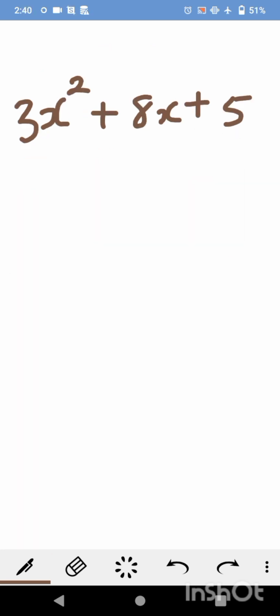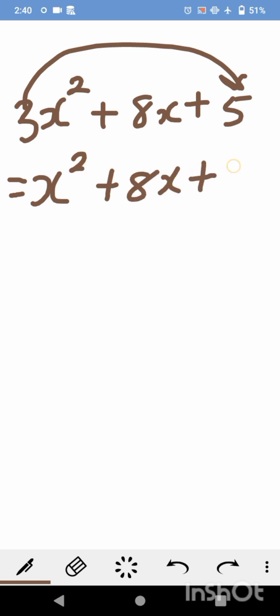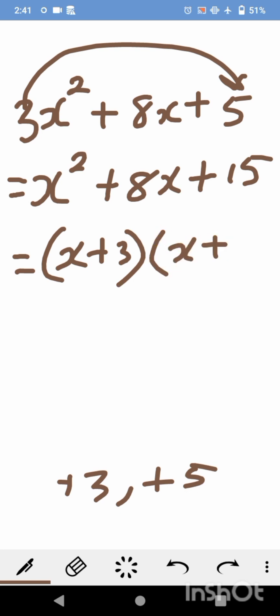3x squared plus 8x plus 5. Alright, so to factorize this, we use this 3 to multiply the c, so we'll have x squared, and that will give you 15. Then our sum factor, like we know, is plus 3 and plus 5. They are the ones that, when multiplied, will give you 15, and when added, will give you 8. So we drop the first one, x plus 3, drop the second one, x plus 5.